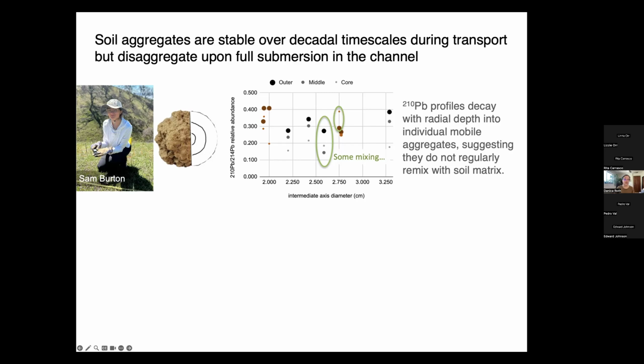Although we can see at least some evidence of mixing with these particles. So here the largest points are the outer shell of the particles down to the smaller shell. So higher concentrations to lower concentrations is a depth profile. And here some of our layers are swapped, meaning that these particles must have at some point broken apart and remixed.